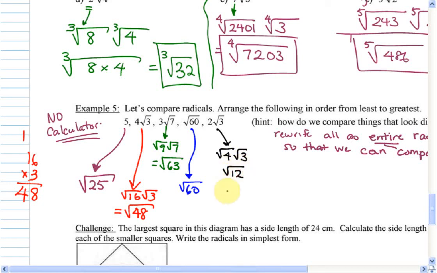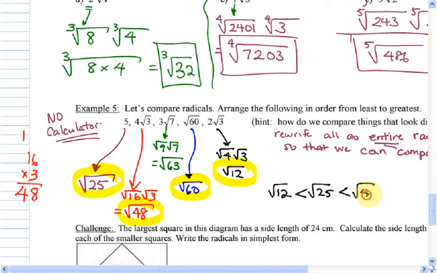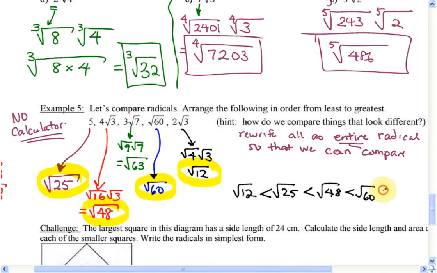Okay, so now if you were to look at root 12, root 63, root 48, root 25, root 60, which one is the smallest? Root 12, okay, so root 12 is the smallest. And I'm going to use this inequality sign, less than. What's the next smallest one going to be then? Root 25, good. The next smallest after that, yeah, root 48. The next smallest after that, root 60. The next smallest after that, which is the largest, root 63.